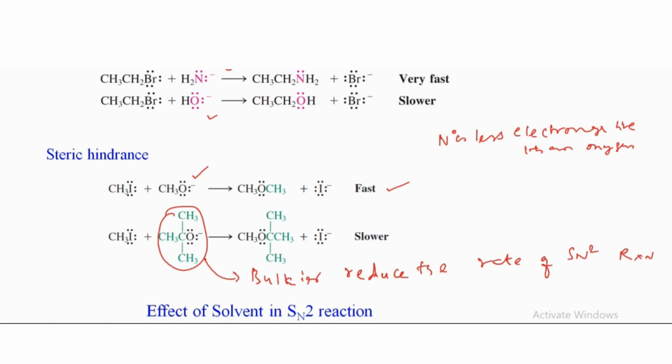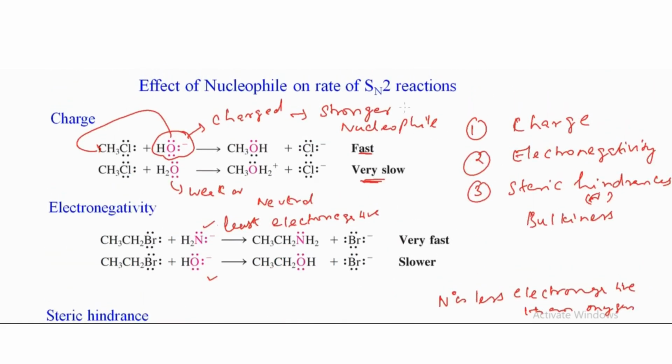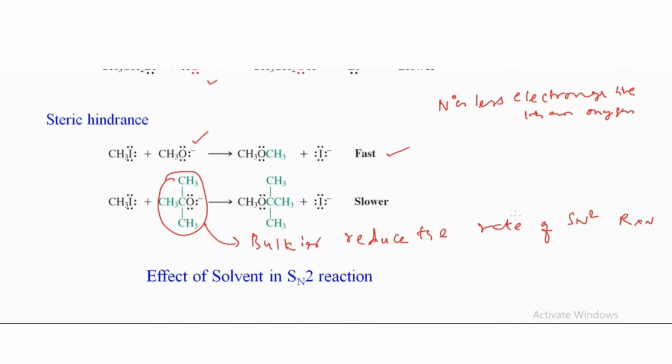So in summary, a strong nucleophile will speed up the reaction. The electron-rich nucleophile, with the charge on the least electronegative atom, will facilitate the SN2 reaction. The bulkier nucleophile will reduce the rate of reaction, but if it is electron rich and not bulky, then it will speed up the reaction. So this is the summary of the effect of the nucleophile.